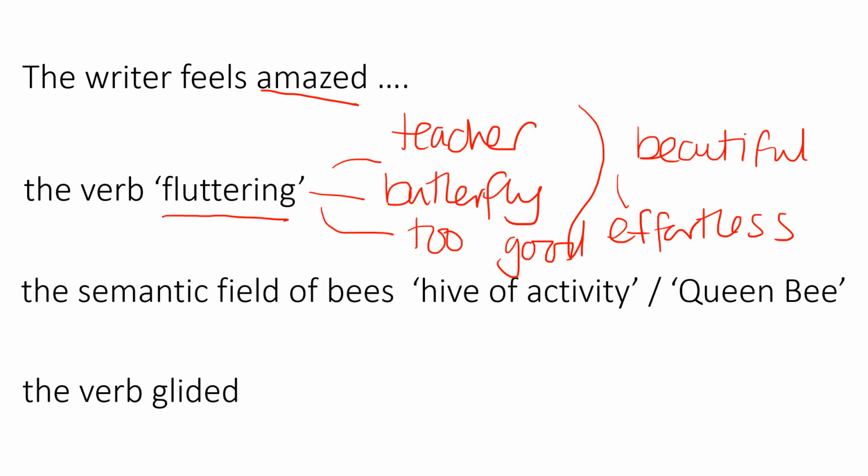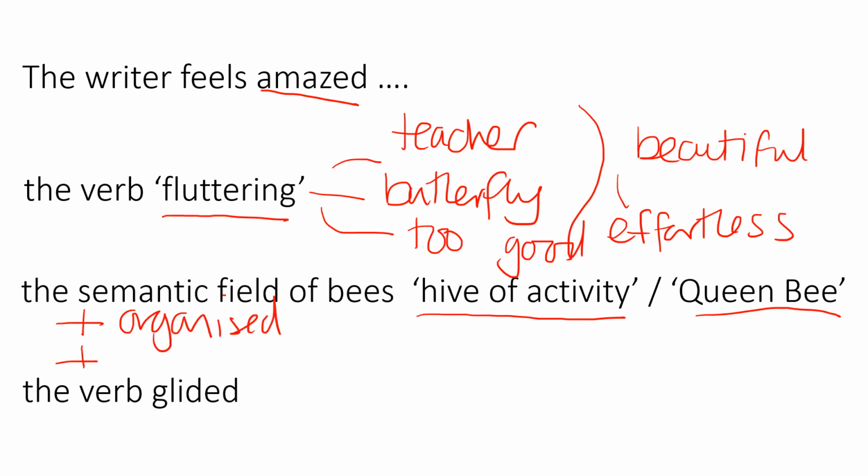And we can see that he's impressed because he's seeing and describing him in such a way that doesn't seem like an ordinary person. So they're behaving in an extraordinary way. Well, then we've got this idea about a hive of activity and queen bee, which gives us this idea that, if you know and you use your knowledge about this, bees tend to be quite organized.